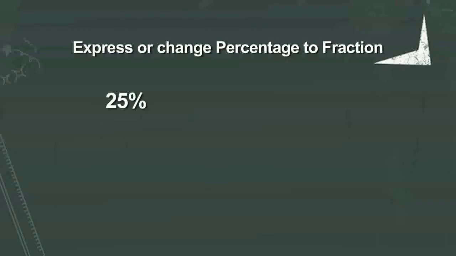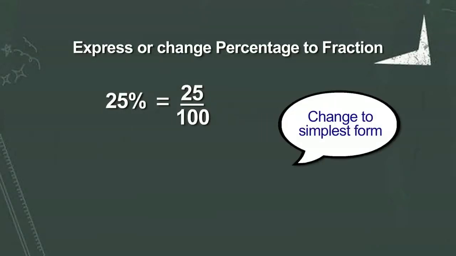Another example, 25%. We write as 25 out of 100. And this one, we just change to simplest form by dividing the denominator with 25 and then divide the numerator by 25, which gives a quarter.